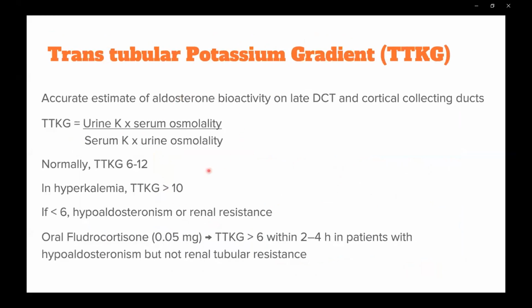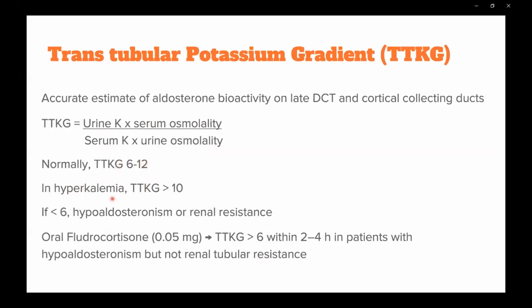So to account for that, we use the serum and urine osmolality, and then we calculate the fraction excretion. So you take the urine potassium over serum potassium, and then you index it with osmolality to arrive at what is called the TTKG, the transtubular potassium gradient. Normally this value is between 6 and 12.